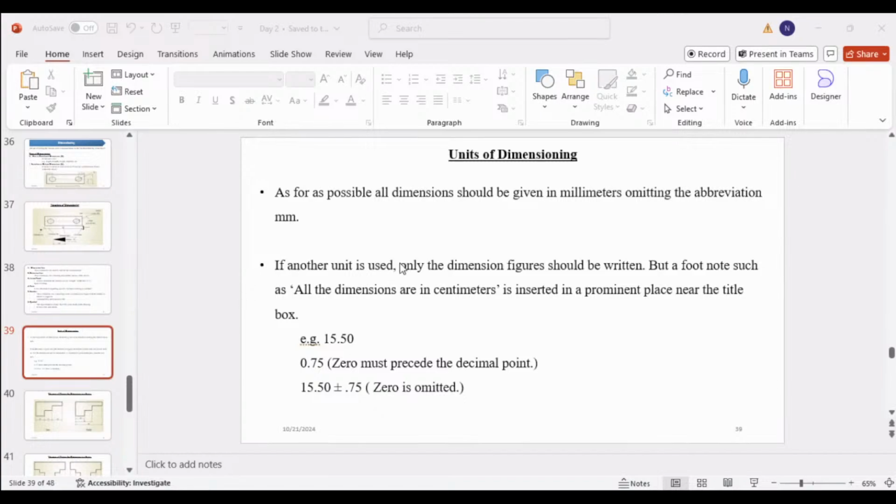So if another unit is used, only the dimension figure should be written, but a footnote such as all dimensions are in centimeters or all dimensions are in meters is inserted in a prominent place near the title box. Title box එක ළඟ පොඩියට ලියන්න ඕනේ ඔක්කොම units තියෙන්නේ මෙන්න මේ ඔක්කොම dimensions තියෙන්නේ මෙන්න මේ unit එකෙන් කියලා. හරි ඒ විදිහට අපිට ලියන්න පුළුවන්.